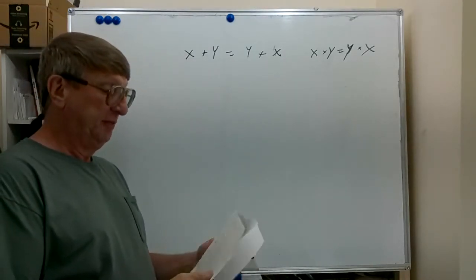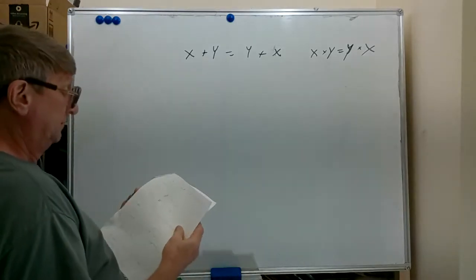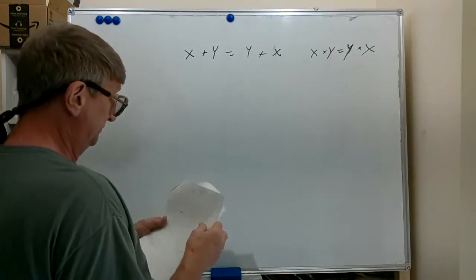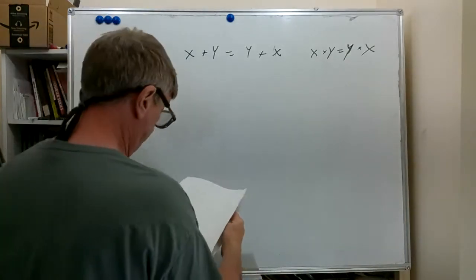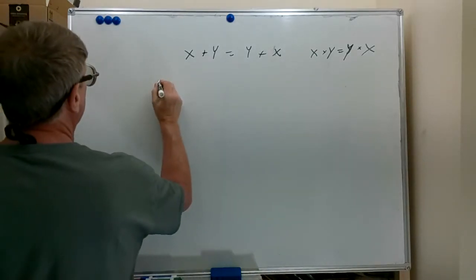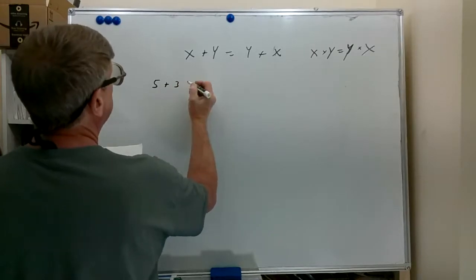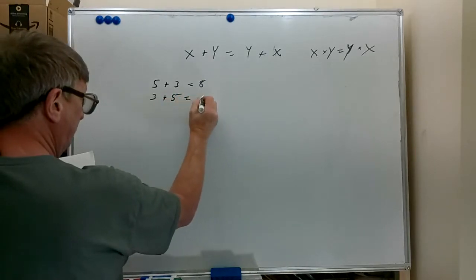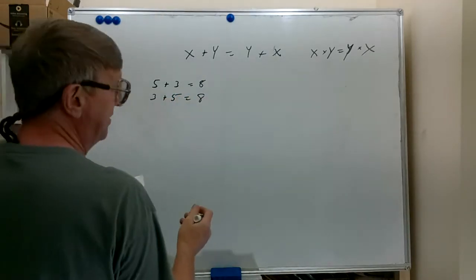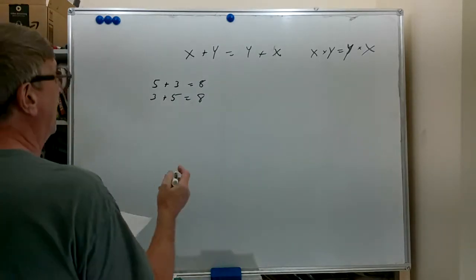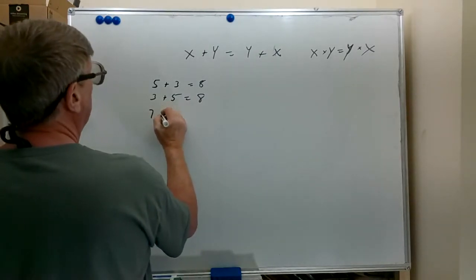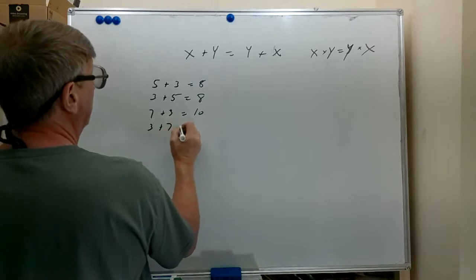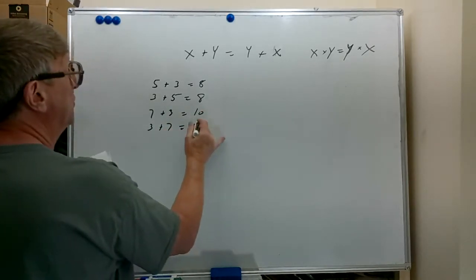So we're going to think about a few simple examples. 5 plus 3 equals 8. By the same token, 3 plus 5 equals 8. The order didn't make a difference. Sometimes I think of it as the "order doesn't make a difference" law, the commutative law. 7 plus 3 equals 10. 3 plus 7 equals 10. Order doesn't matter with addition.